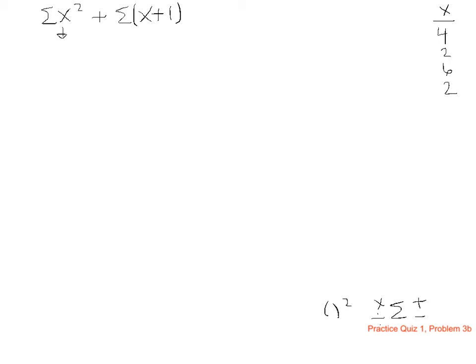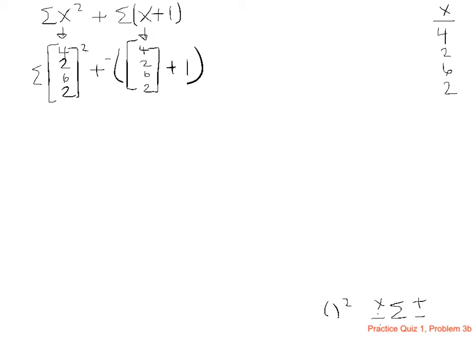So for this one, I'm going to have 4, 2, 6, 2, and bring down the square and the summation and the plus. And again for this one, I'm going to do the same thing, 4, 2, 6, 2, and the parentheses and the summation. So all I did so far was just substitute in my list of numbers for x.